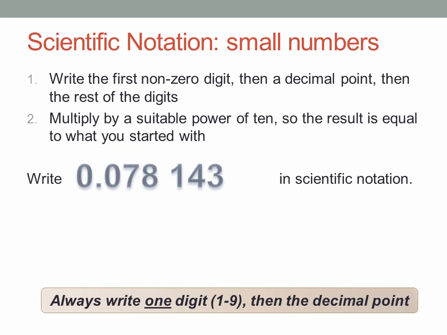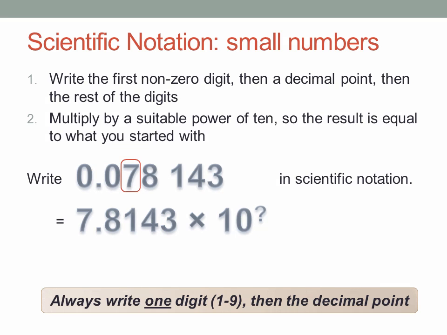Try another. 0.078143. Okay, write one digit and then the decimal point. 7.8143. Now, what's the place value of the first digit, the 7? It's hundredths, which is 10 to the power of -2. 7.8143 times 10 to the power of -2.